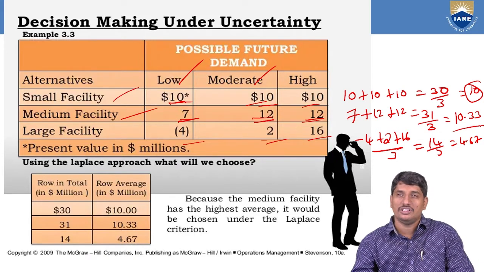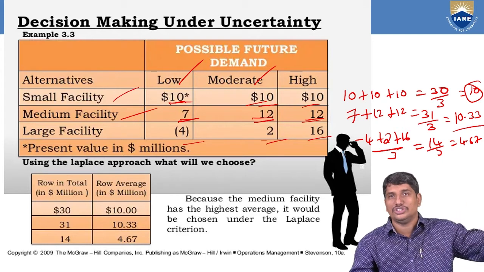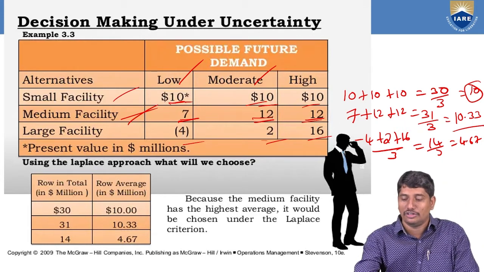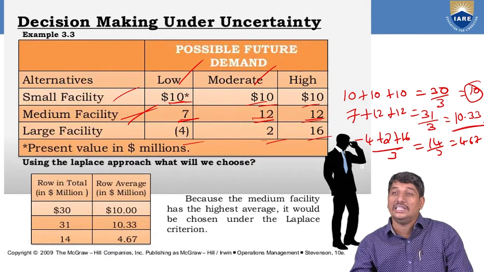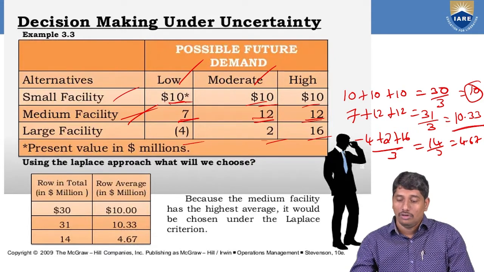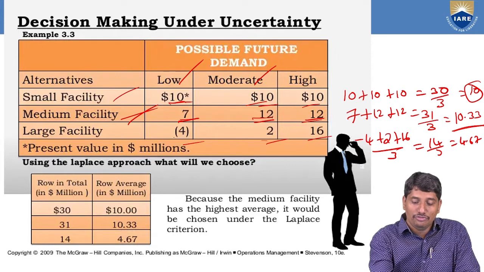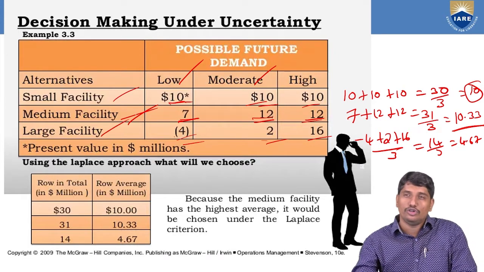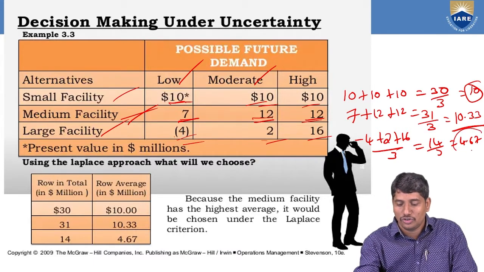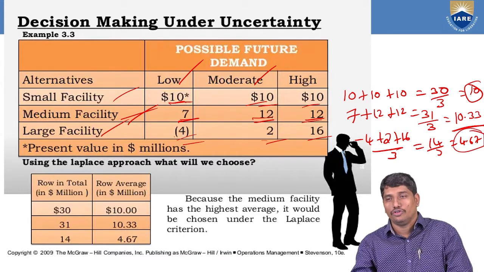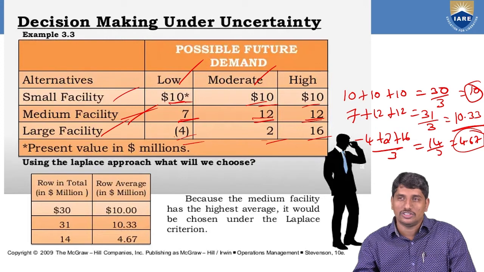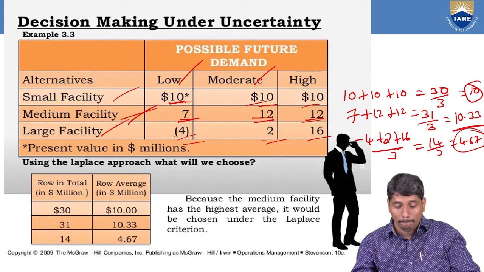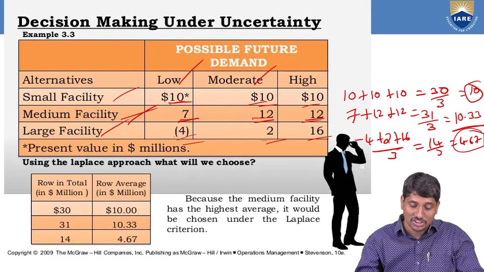Here, this 10.33 is saying, irrespective of the fluctuations in the demand, if you go with the medium facility, you are going to have on an average $10.33 million. And if you go with the large facility, then this number is showing that on an average, you are going to have $4.67 million of profit irrespective of the fluctuations.